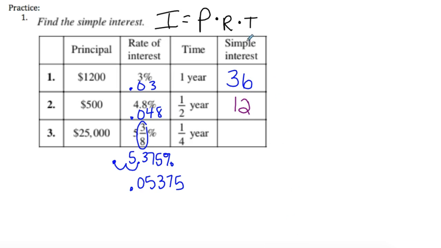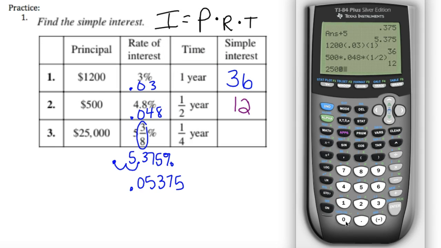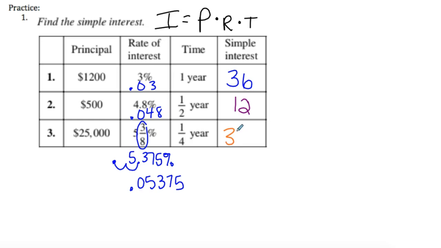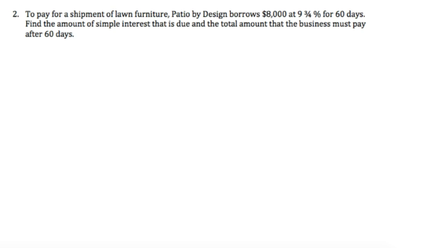And last but not least, change my color. We're going to do $25,000 at 0.05375 times 1/4. $335.94, because the 7 makes the 3 go up. So this would be $335.94. All of these are money. I should put money labels on there. Okay, a few more examples and then we'll be done.